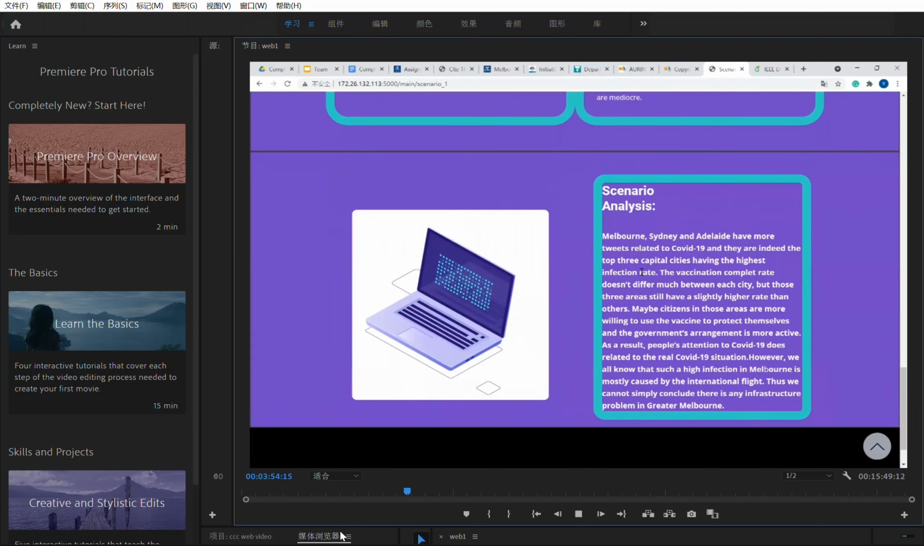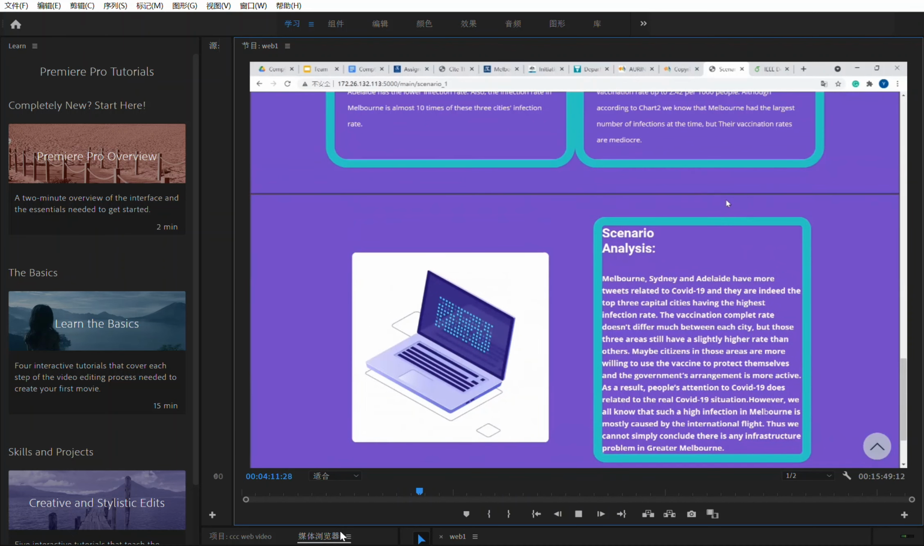In this scenario, we find that Melbourne, Sydney, and Adelaide have more tweets related to COVID-19, and they are indeed the top 3 capital cities having the highest infection rate. The vaccination complete rate doesn't differ much between each city, but those 3 areas still have a slightly higher rate than others. Maybe citizens in those areas are more willing to use the vaccination to protect themselves, and the government's arrangement is more active. As a result, people's attention to COVID-19 does relate to the real COVID-19 situation.